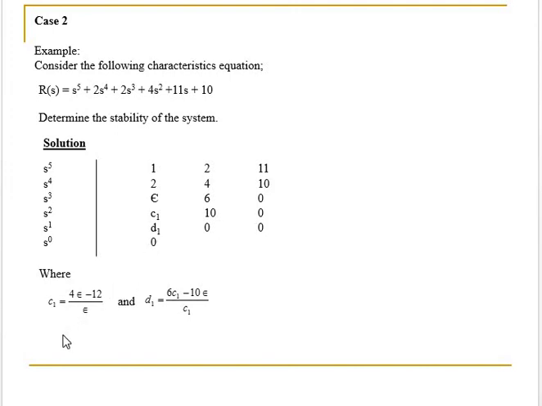And then for c1, for b1, in this case we calculate b1. This is minus 1 over the leading element. I want to show how we calculate b1.